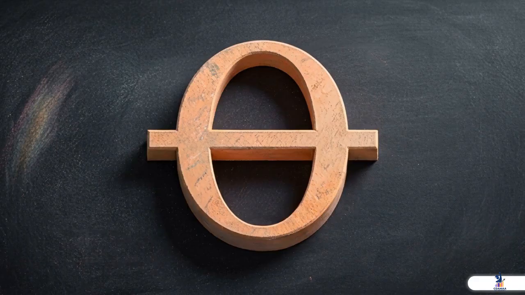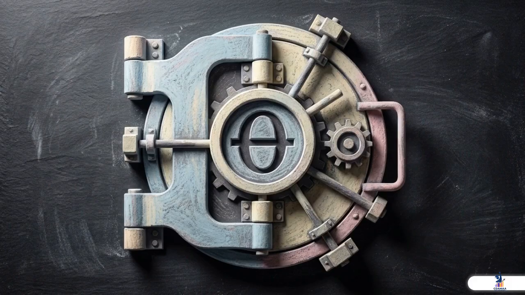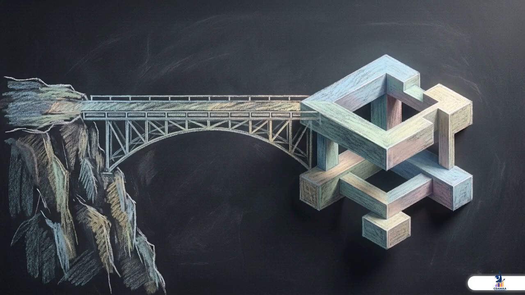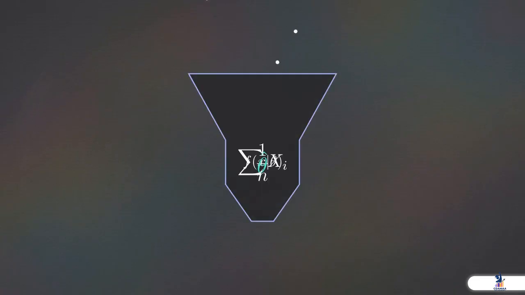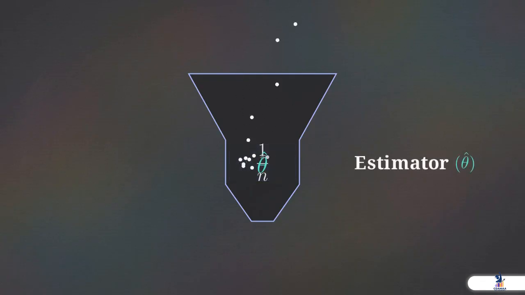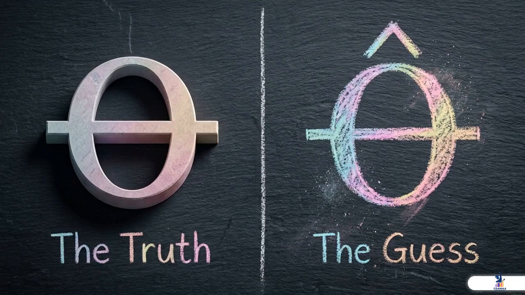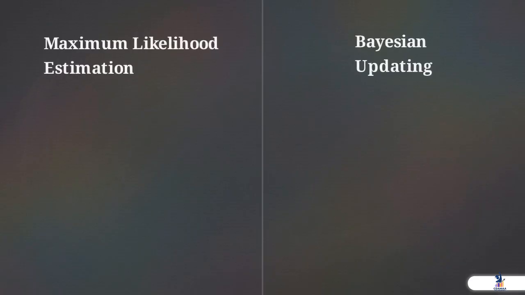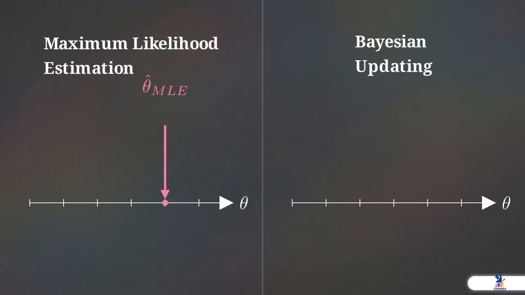We refer to this unknown target as theta. It represents a fixed numerical feature of reality that is built into the model, but is completely hidden from us. To bridge the gap between data and theory, we rely on an estimator. This is a mathematical rule or a specific formula that we apply to our sample data in order to make a calculated guess about theta. As seen here, we must strictly separate the true parameter, theta, from the specific numerical output generated by our formula, written as theta hat.